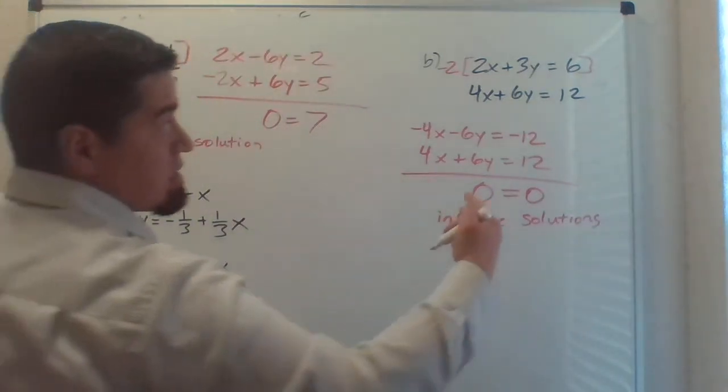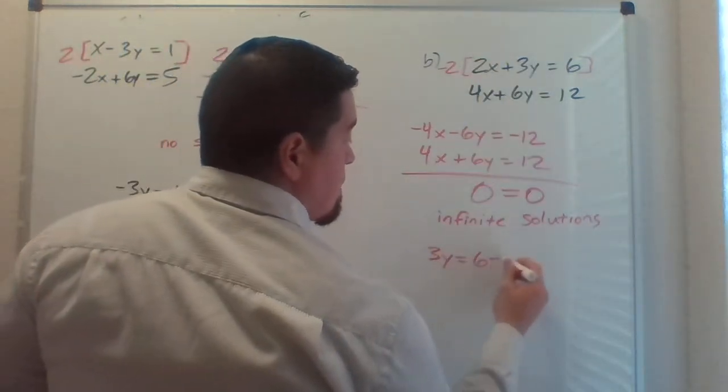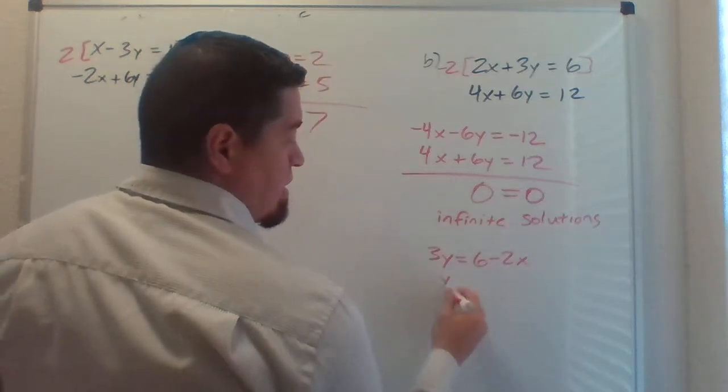But I'm going to take it a step further. What if we did the same thing? Subtract 2x, solve for y, divide by 3.